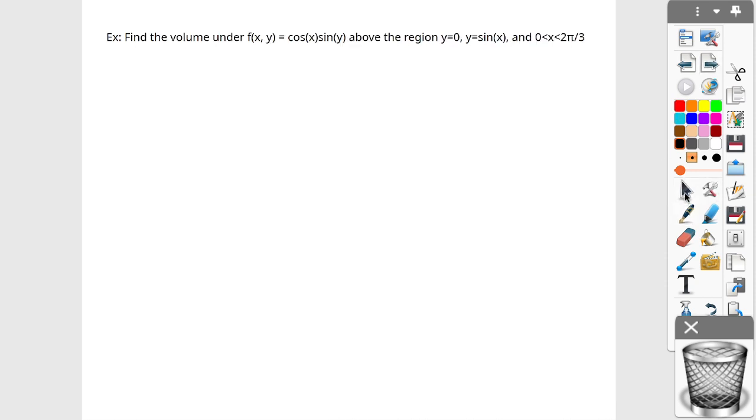Find the volume under this. Alright, this is not boring. This is definitely not boring. Find the volume under this weird surface, whatever it is, above the region y equals 0, y equals sine x, and this. Alright, so it kind of already gave me the region, so I'm just going to say that this is D.